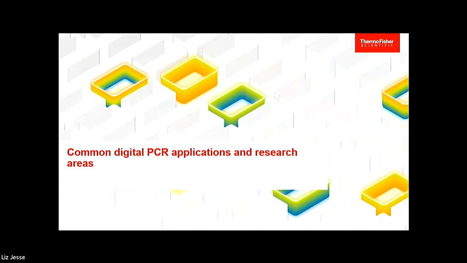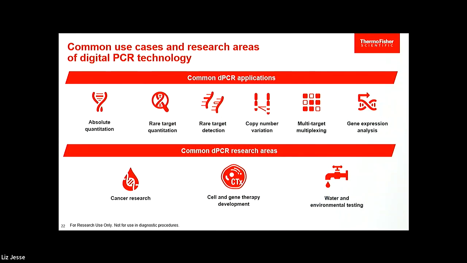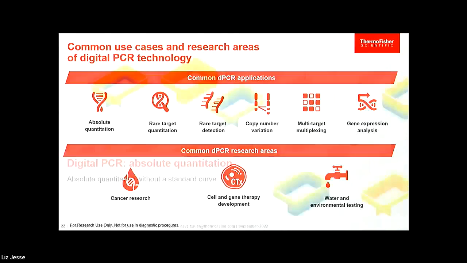Right. What are some of the common areas that you would choose to use digital PCR for? Well, there's a long list of things you could use it for. We can use it for absolute quantitation, rare target identification or quantitation, copy number, multiplexing, which I will get into, which is a great application for digital PCR, gene expression analysis, CRISPR, which we will have a great example for coming up after this. It's very commonly used in cancer research, especially if you're looking for a rare allele. And then water and environmental testing, as well as cell and gene therapy.